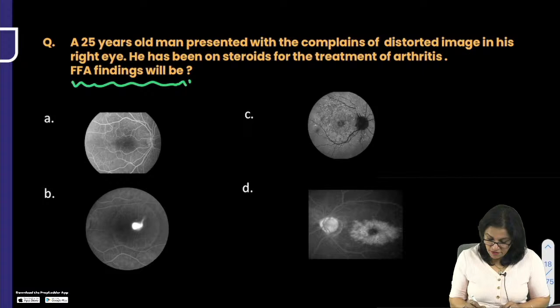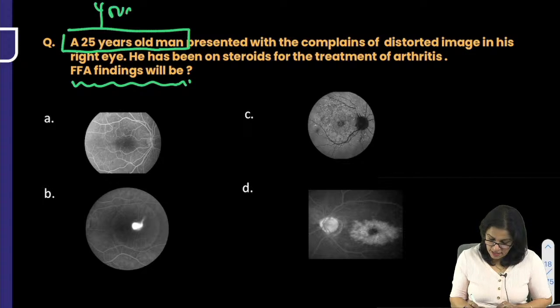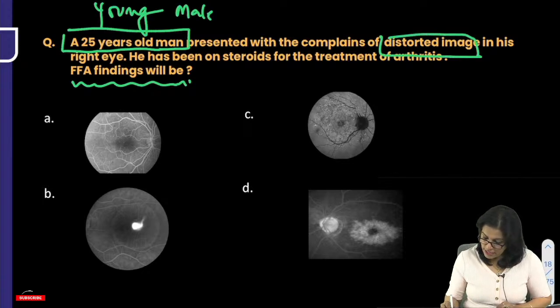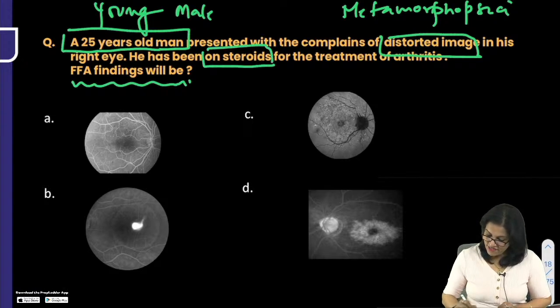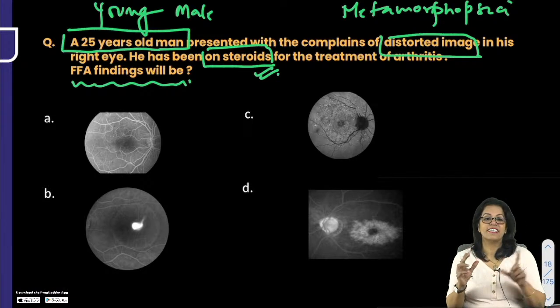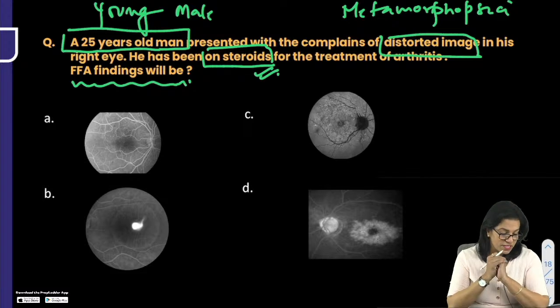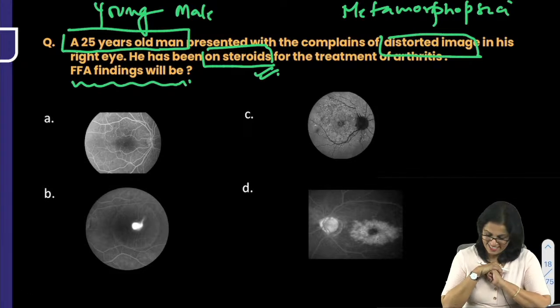So I read a 25 years old man presented with the complaints of distorted vision. First of all, young male, right? He is a young male, he is presenting with distorted image, what do you call that? We call it metamorphopsia, in his right eye. He has been on steroids, which is again contraindicated in which condition? What are we talking about? Can you give me the diagnosis first before answering? What will be the FFA findings?